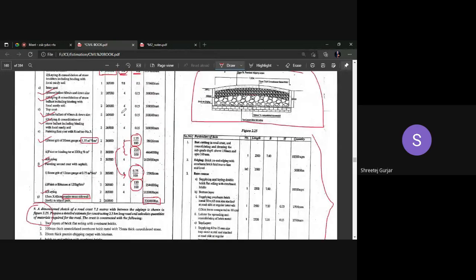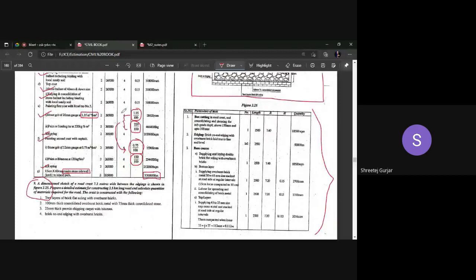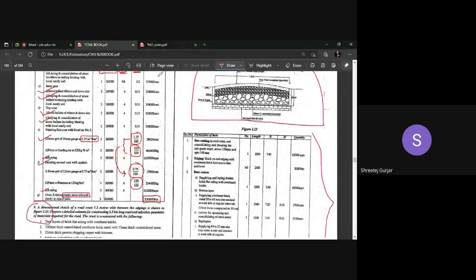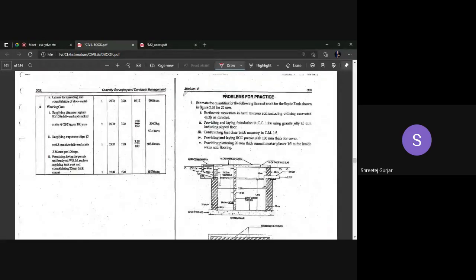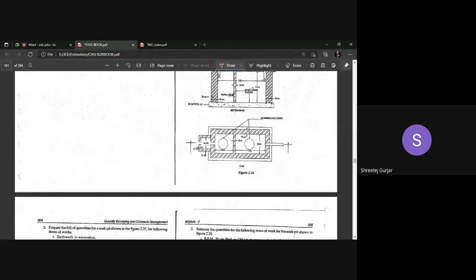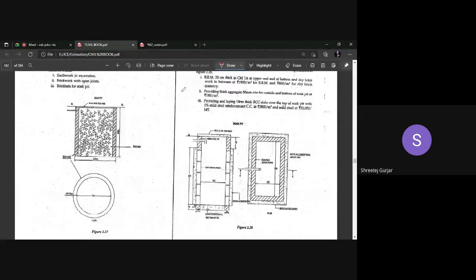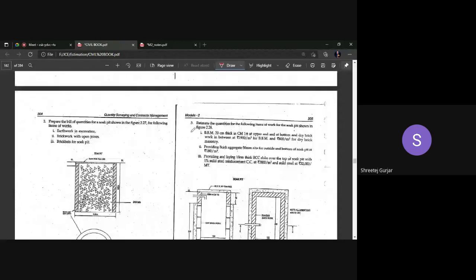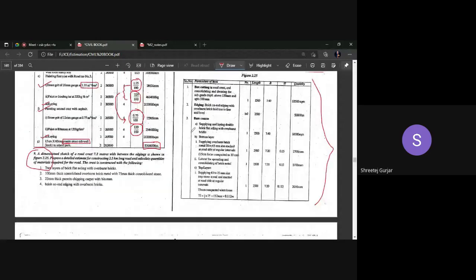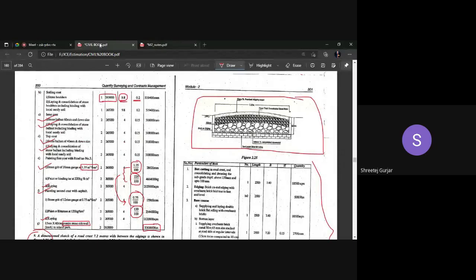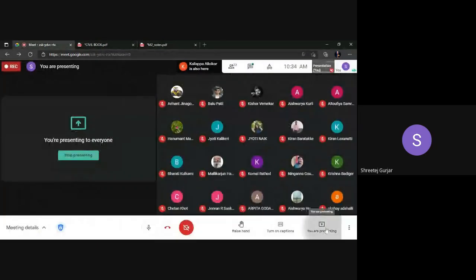Your road estimation is over. So with this, your second module is over. You can see that we are done with module 2. We have a few problems for practice. I will provide you these notes. You can go through this, and if you have any doubt in any of the calculation, you can let me know. So we are done with the first module, we are done with second module, and in next class we will start with your third module.